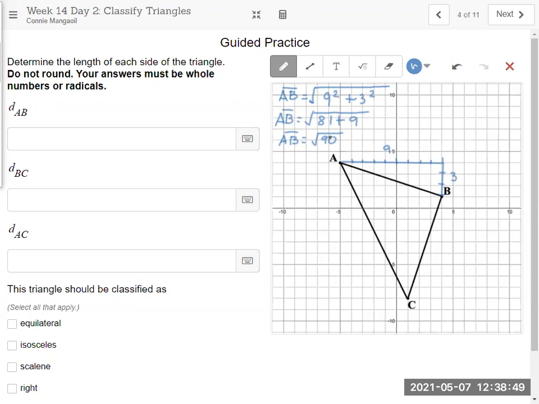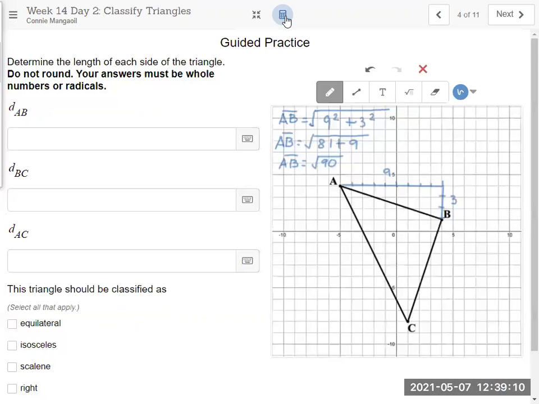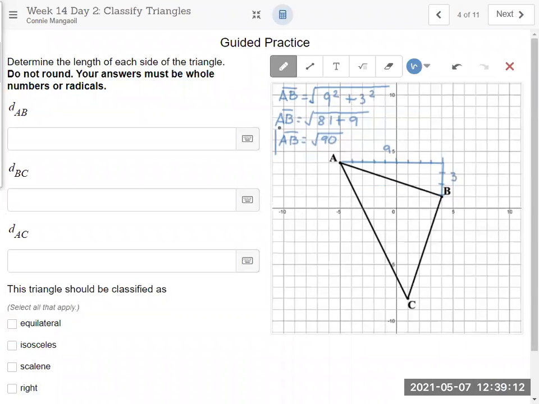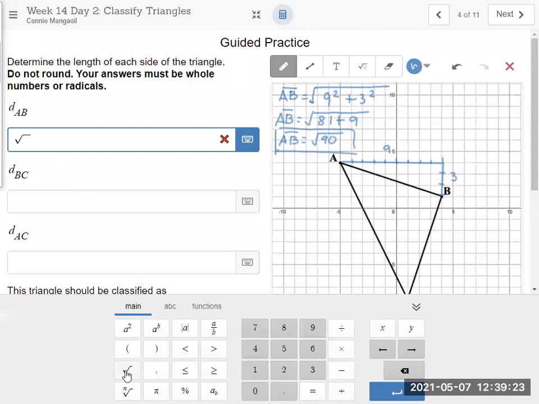Now, is 90 a perfect square? Can we get a whole number when we get the square root of 90? If you're not sure, get the calculator and find the square root of 90. The square root of 90 gives you a decimal. Now we don't want a decimal, so we are keeping the square root of 90. So AB here is equal to the square root of 90.